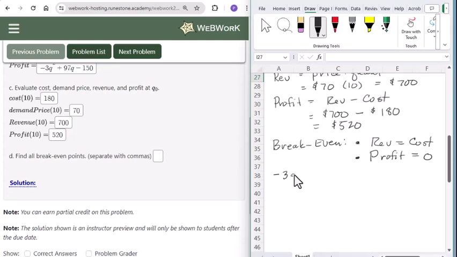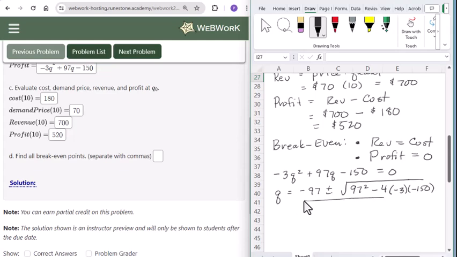So negative 3Q squared plus 97Q minus 150. I want to know, when does that equal 0? This is quadratic, so I could do a quadratic formula. Q is negative b. B is 97. Plus or minus the square root of b squared minus 4 times, plug in negative 3 for a, plug in negative 150 for c, and that's all over 2 times negative 3.